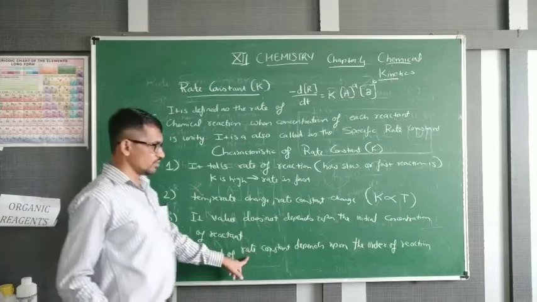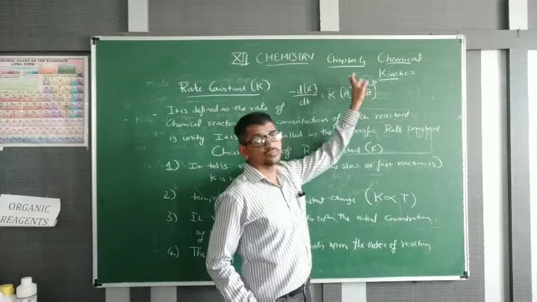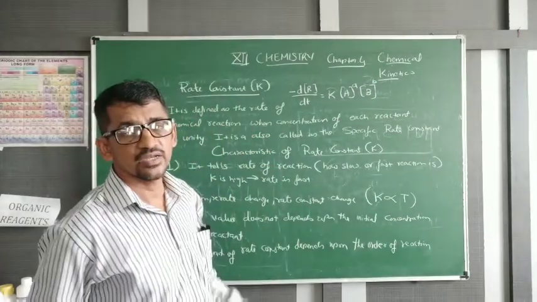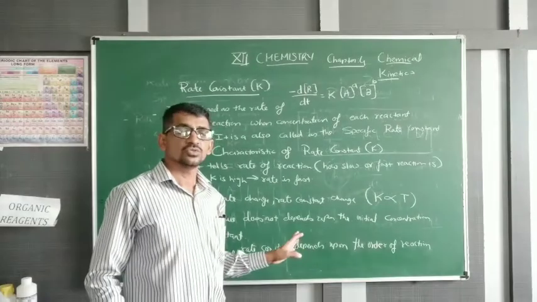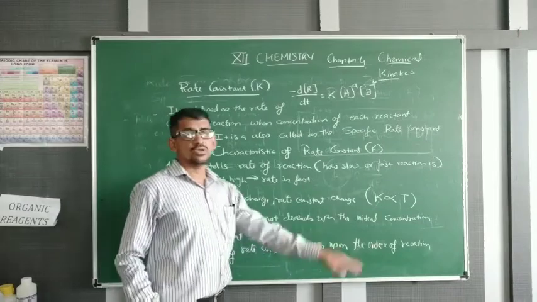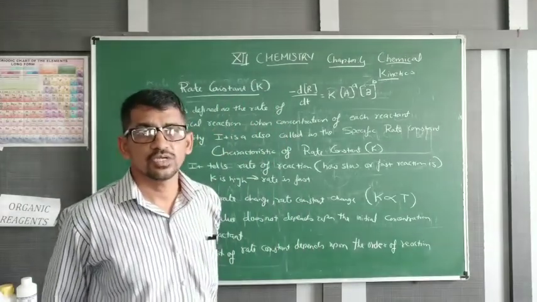The unit of rate constant depends upon the order of reaction. Here you can see the power is there. So if the order of the reaction changes, then this K value will change. So the K value depends upon the order of reaction, whether it is zero order, first order or second order.